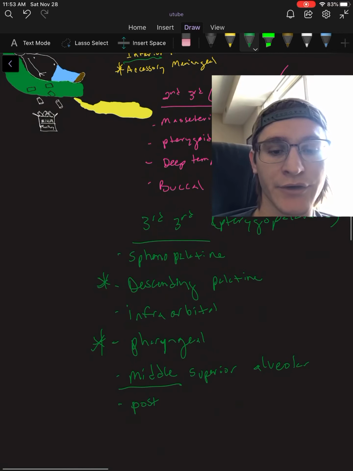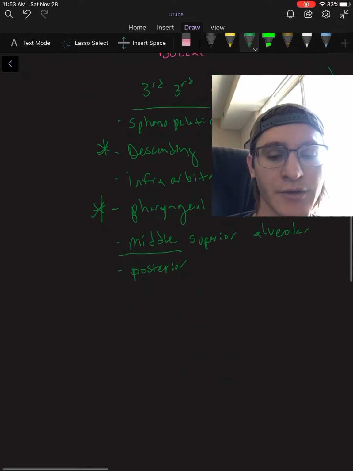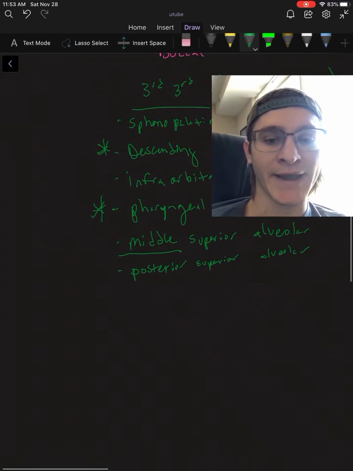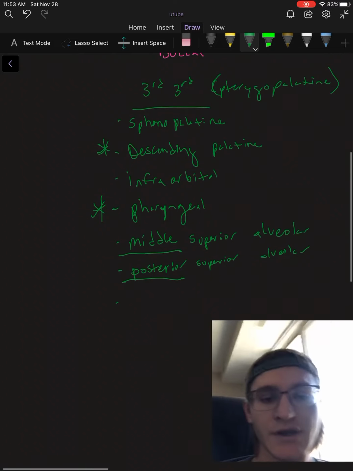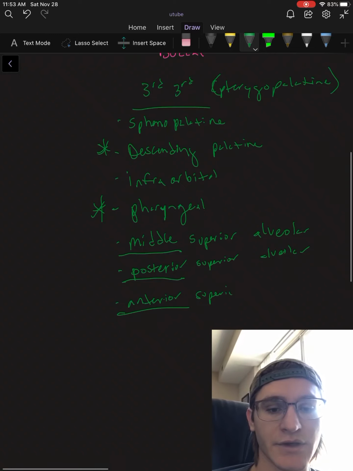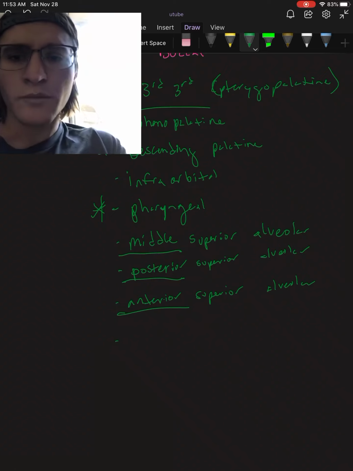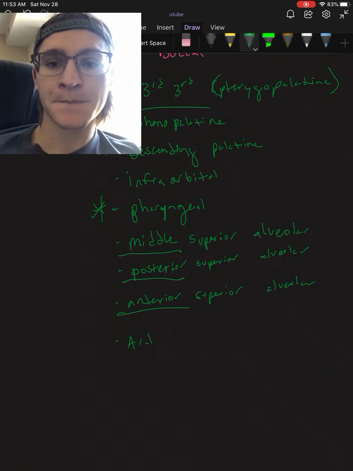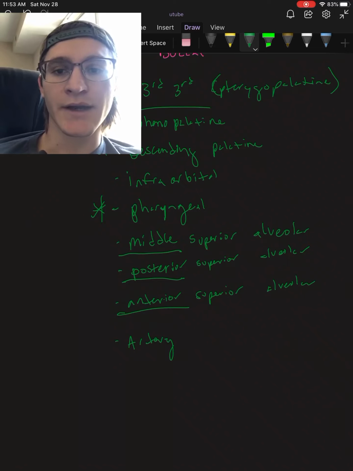So we have our inferior done. Now we're having our superior. But there's a middle, so that signals to us that there's a posterior and anterior portion. So it's posterior superior alveolar. And then we're also going to have our anterior superior alveolar. And we have one more. So Alcoholics Anonymous. Anonymous for our artery of our pterygoid canal.